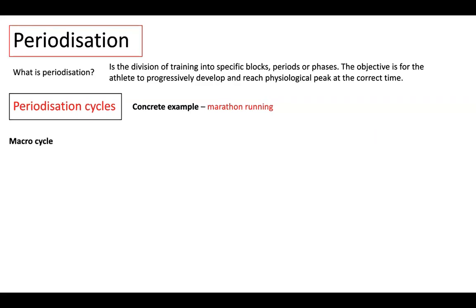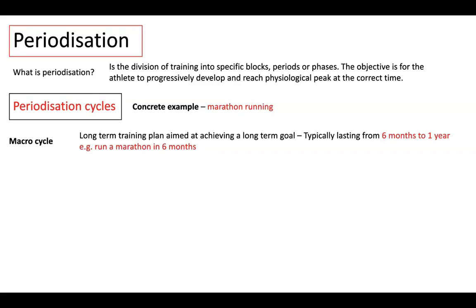So the first cycle that we have is called a macro cycle. Now the macro cycle is a long-term training plan aimed at achieving a long-term goal, typically lasting from 6 months to 1 year. So in our example, marathon running, the macro cycle is the long-term plan. The long-term plan is to run a marathon in 6 months. It could be run a marathon in 1 year. That is the macro cycle that we have. That is our long-term training plan.